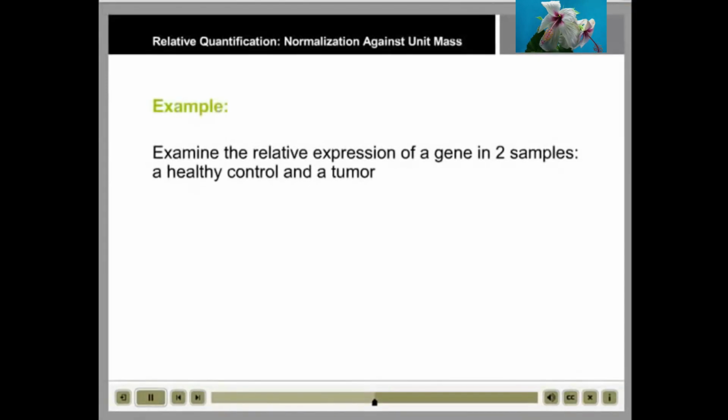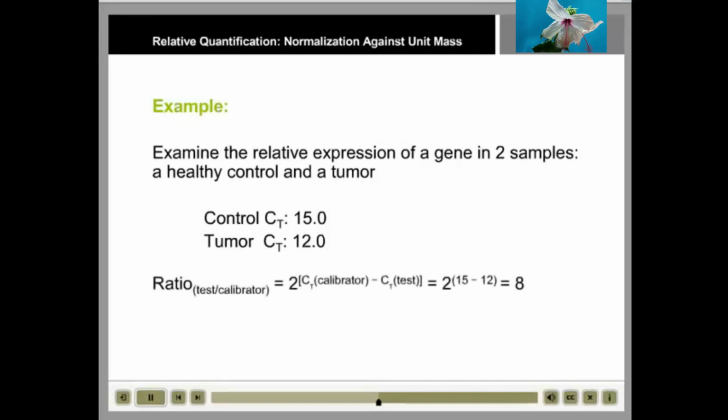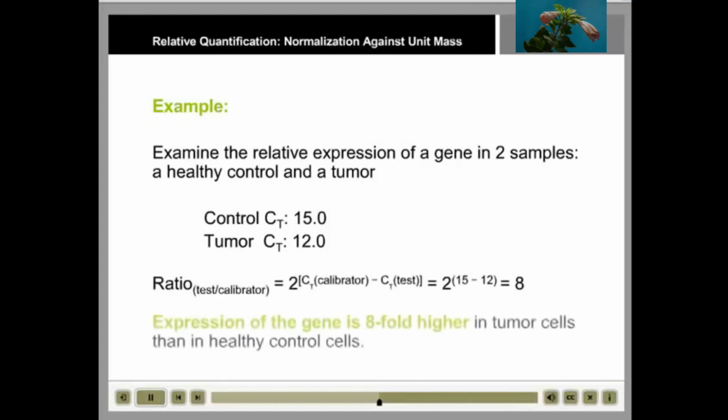Here is an example examining the relative expression of a gene in a healthy control sample and in a tumor sample. The control yielded a CT of 15, and the tumor a CT of 12. Using these values with the equation we derived on the previous slide, we find that the expression of this gene is 8-fold higher in the tumor cells than in the healthy control cells.